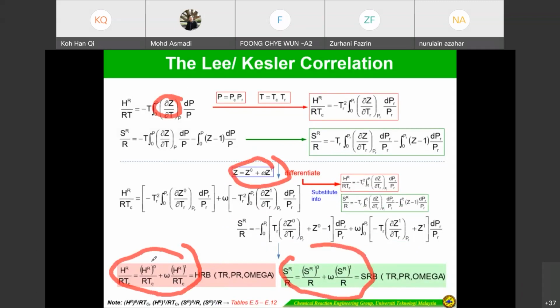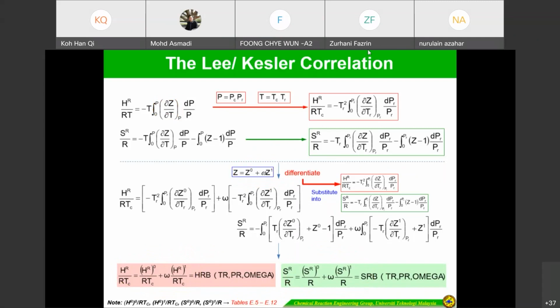First, you have to determine HR naught and HR prime, and SR naught and SR prime. How to determine these? You have to refer to tables E5 until E12, and from that you have to do the interpolation. That's the problem for Lee-Kessler. Similarly for Z naught and Z prime, you have to do the interpolation to determine Z naught and also Z prime.